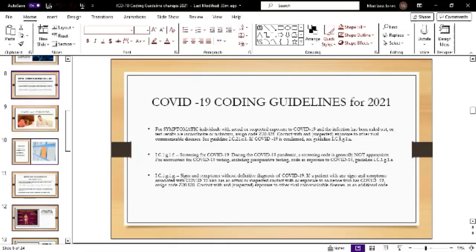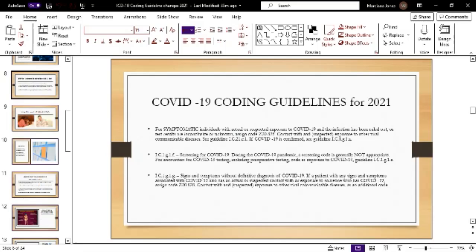So for symptomatic individuals with actual or suspected exposure to COVID-19 where the infection has been ruled out, or test results are inconclusive or unknown, assign Z20.828. And again, that's contact with and suspected exposure to other viral communicable diseases. And you can also see this guideline here, which is I.C.21.c.1. If COVID-19 is confirmed, then you can see those guidelines as well.